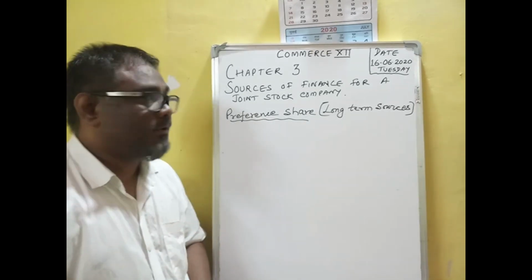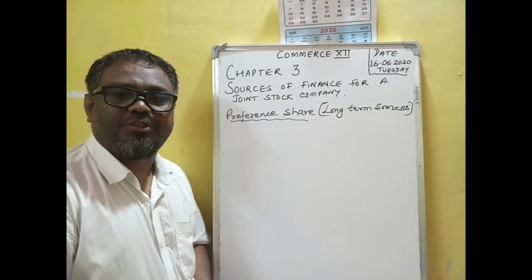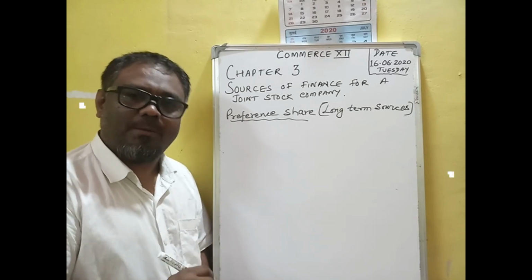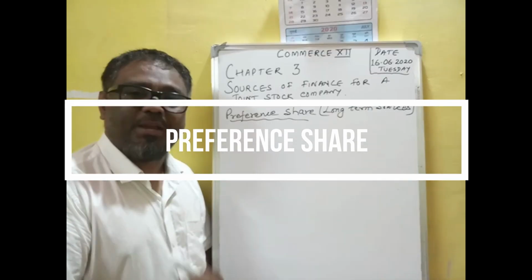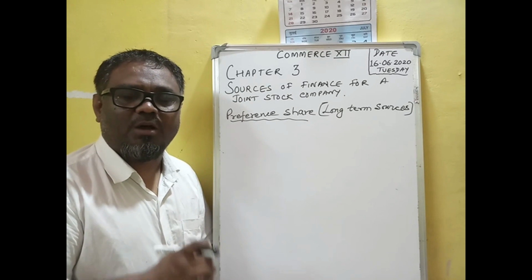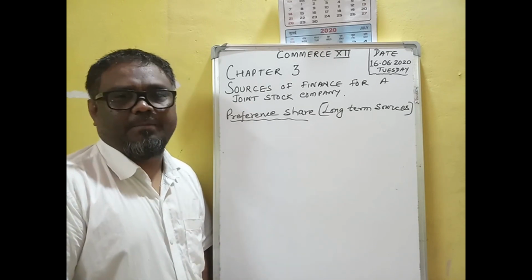Good morning, children. Today again we are going to continue the same chapter, chapter number 3, sources of finance for a joint stock company. So today's topic is preference shares. And preference shares is also one of the long-term sources of finance of a joint stock company.